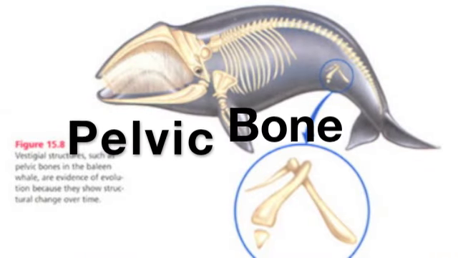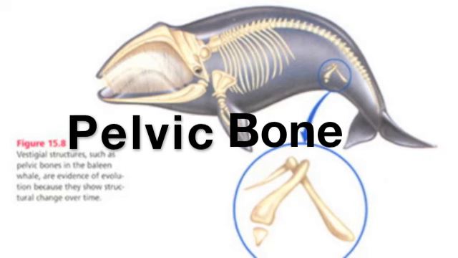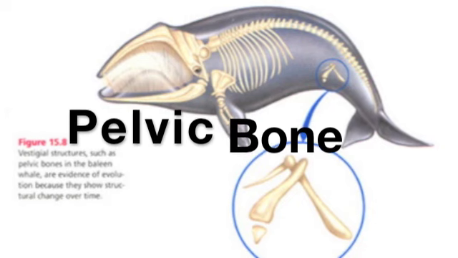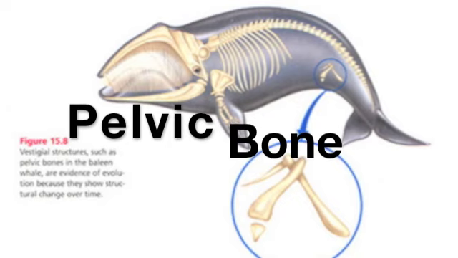The pelvic bone in a whale is a good example of a vestigial structure. This says at one point the whale had a need to walk in order to survive. Over time, it no longer needed the ability to walk, so the bones were greatly reduced in size and no longer serve a purpose.